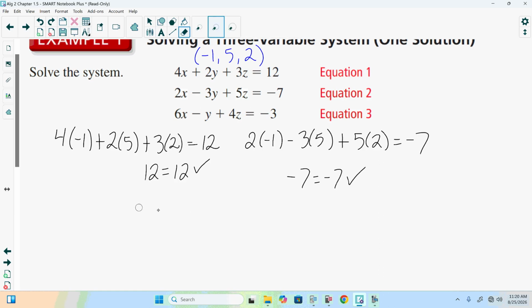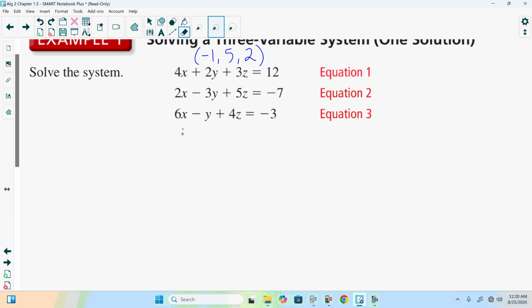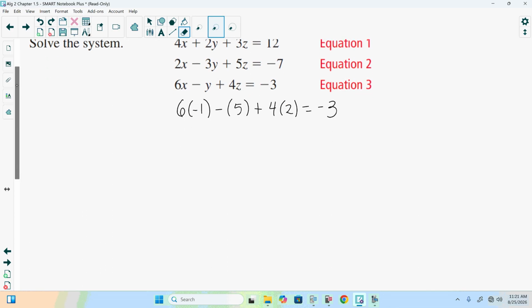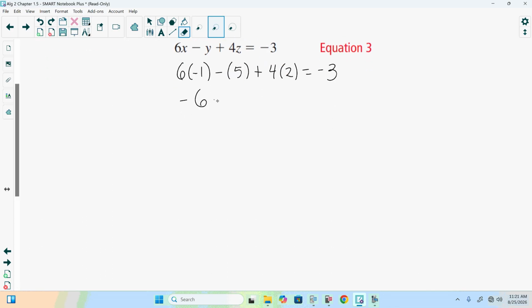Then we can move on to the third equation. 6 times -1 minus 5 plus 4 times 2. And this should give me -3. We can type it in again. So 6 times -1 is -6, minus 5 plus 8. -6 minus 5 is -11. -11 plus 8 is indeed -3. -3 is equal to -3. It is true. It works for all three. That's all it means when we check it. So especially if they give you multiple choice, be plugging them in and checking them and see if they work.